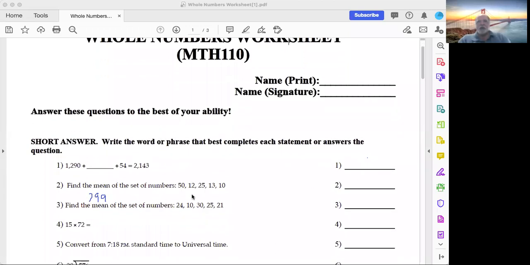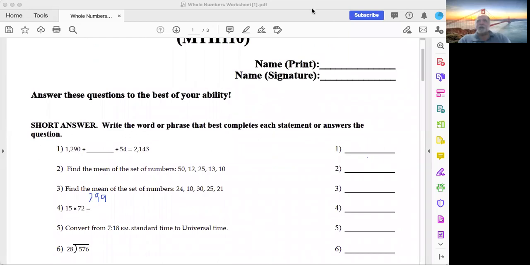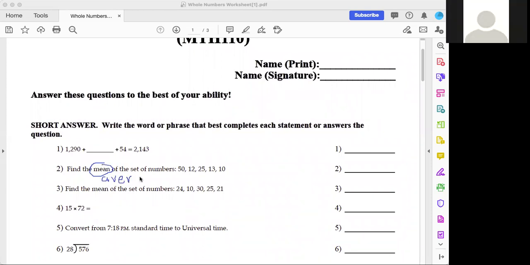All right. So let's look at the next question. Okay. Find the mean of the set of numbers 50, 12, 25, 13, and 10. Okay. The mean is the same as the average, right? Mean in this case means average. I did that. You did that. What did you get? I get 22. 22. Okay. So let's check it.